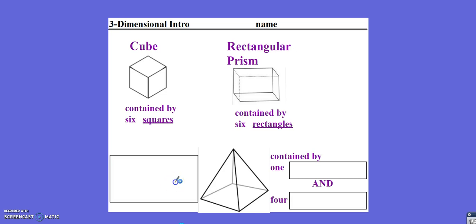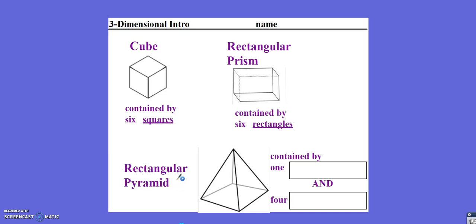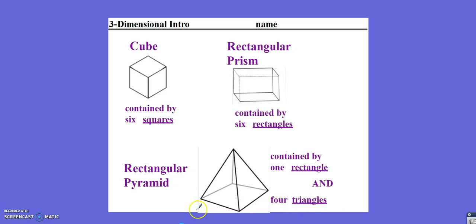Bottom here, I have a rectangular pyramid. The rectangular pyramid is contained by 1 rectangle, that could be a square, and 4 triangles. The 4 sides there will be 4 triangles.